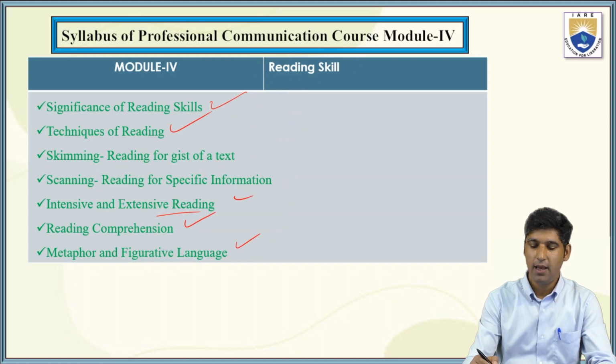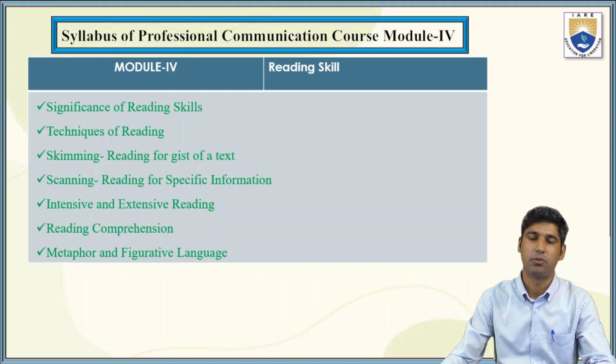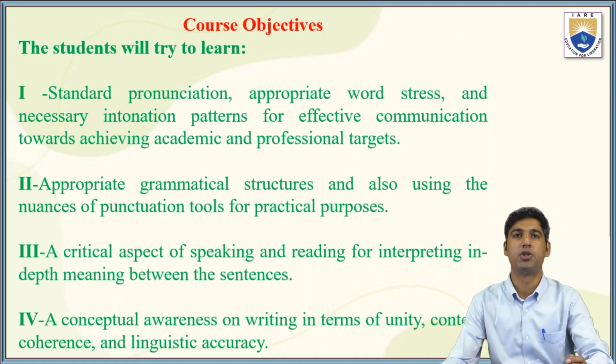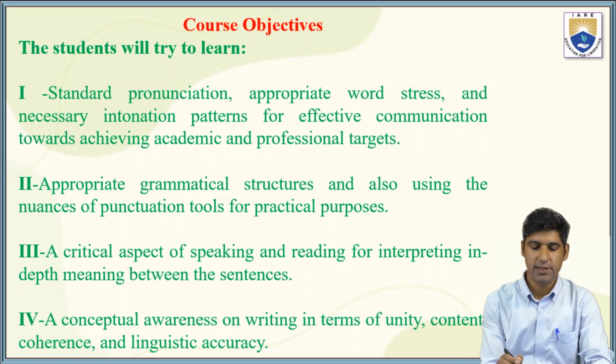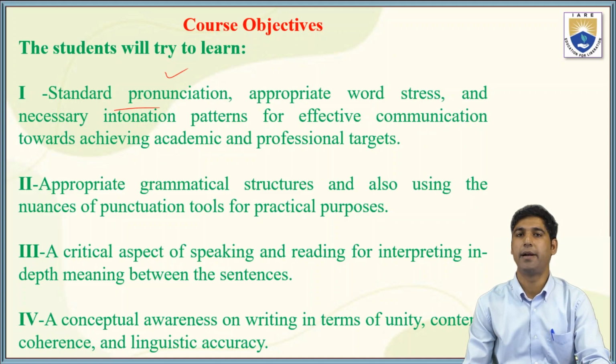Now let us see how these different verticals of reading skill will help us to attain the course outcomes, and how our course outcomes are aligned with the program outcomes. First, I would like to talk about course objectives. What are the course objectives of professional communication? Number one is standard pronunciation. A student should know standard pronunciation. A student should be able to go to any place and talk fluently with accurate pronunciation.